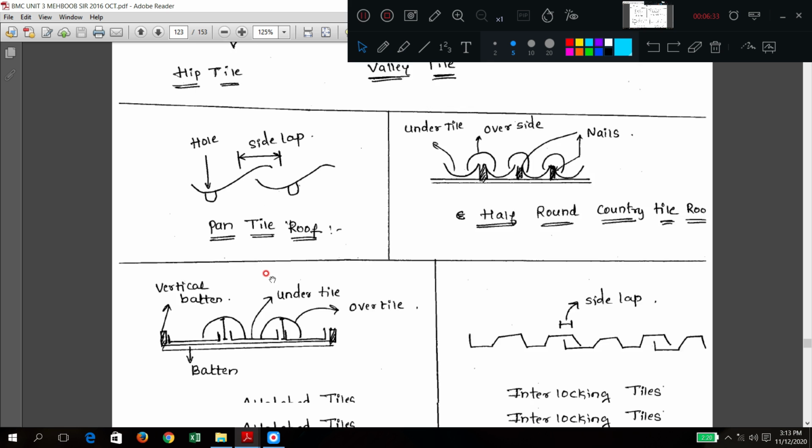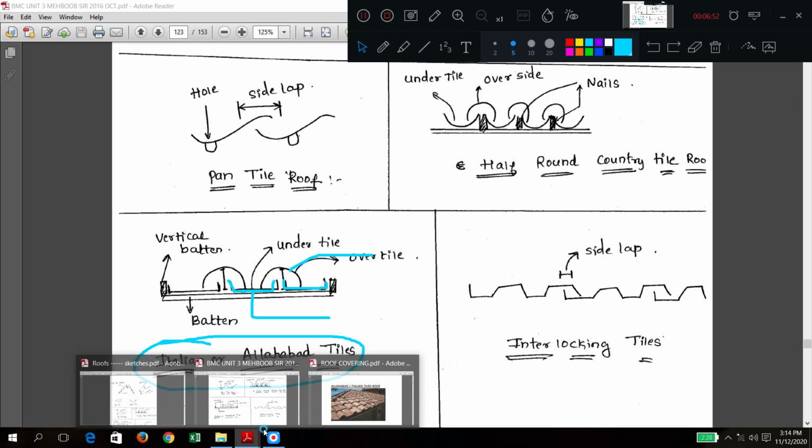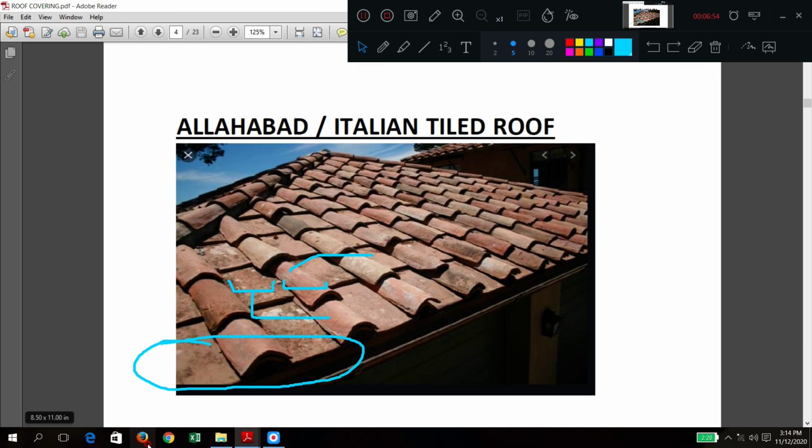I will make a bigger diagram. This is called Allahabad or Italian tiles. Here you have an under tile and an over tile. The under tile is there like this. The same thing is marked here. Where is that under tile? This is the under tile. Where is the over tile? The over tile is this. Are you getting this clearly?